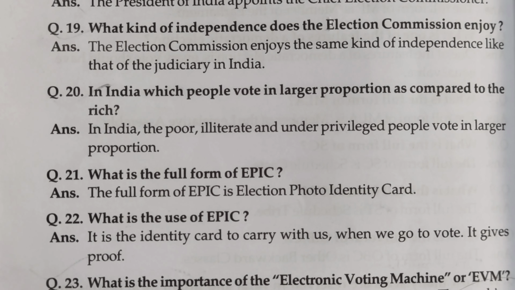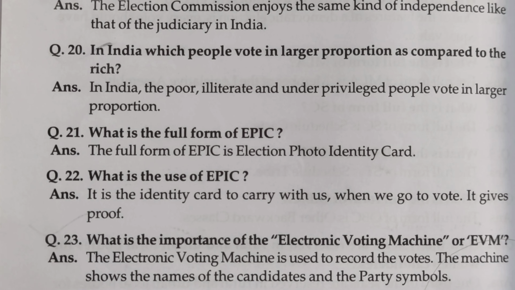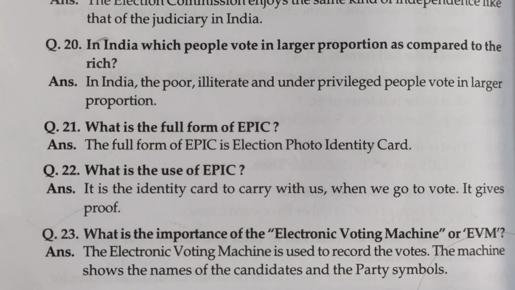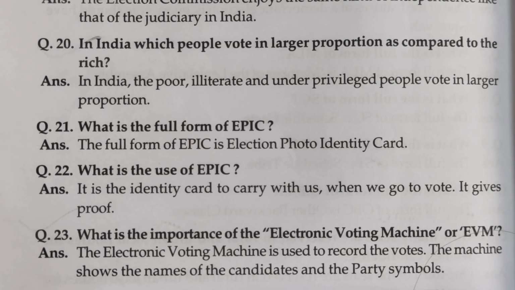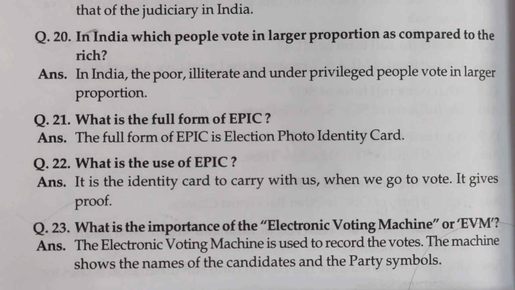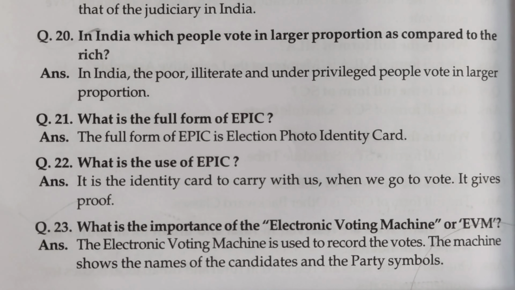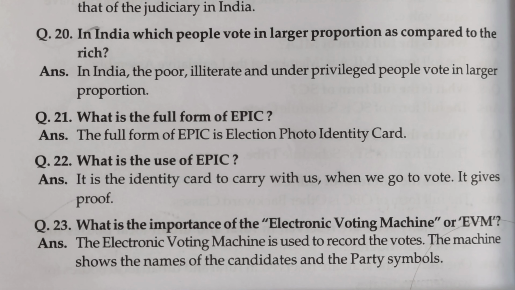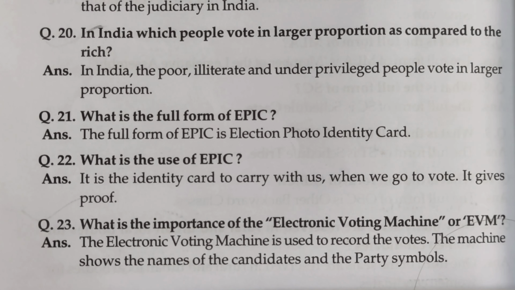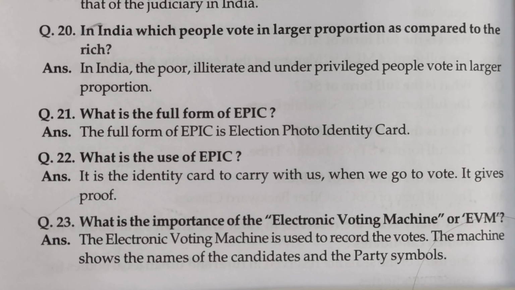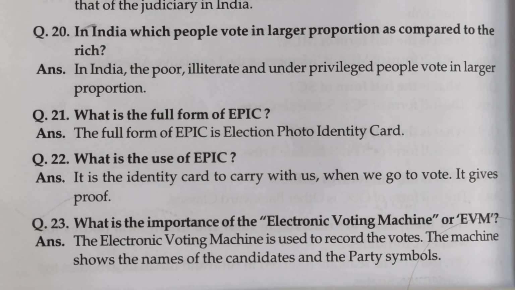Question number 22. What is the use of EPIC? It is the identity card to carry with us when we go to vote. It gives proof. Question number 23. What is the importance of the electronic voting machine or EVM? The full form of EVM is electronic voting machine. Answer: the electronic voting machine is used to record the votes. The machine shows the names of the candidates and the party symbol.